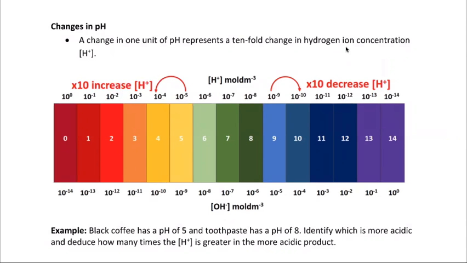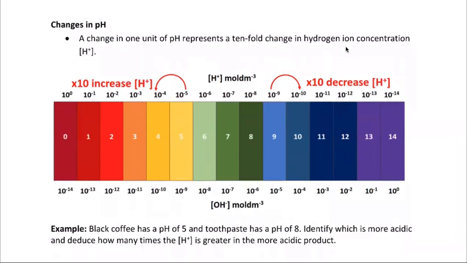For example, if I were to go from a pH of 5 to a pH of 4, like this arrow is showing right here, my pH decreases by 1, but my hydrogen ion concentration increases by 10 times. Okay, so it increases by 10. Because it's inverse, it's going to increase instead of decrease, and it's tenfold. So you have to keep in mind that it's going to be the opposite, and it's going to be 10 times.